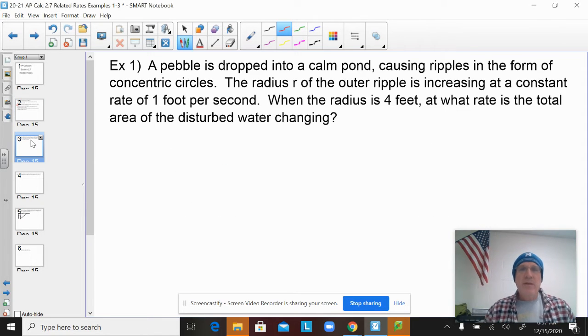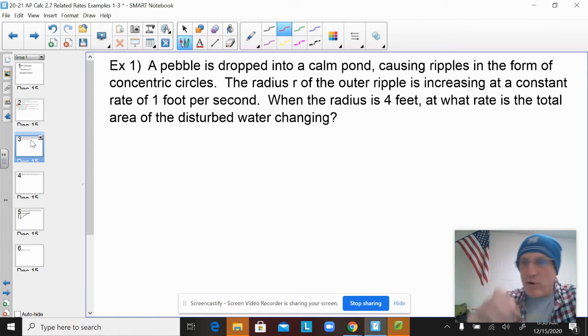All right, example 1. It says a pebble is dropped into a calm pond, causing ripples in the form of concentric circles. So you drop a pebble in the water, and the circles slowly get bigger. We're worried about the outer circle. It says the radius r of the outer ripple is increasing at a constant rate of 1 foot per second. When the radius is 4, at what rate is the total area of the disturbed water changing?